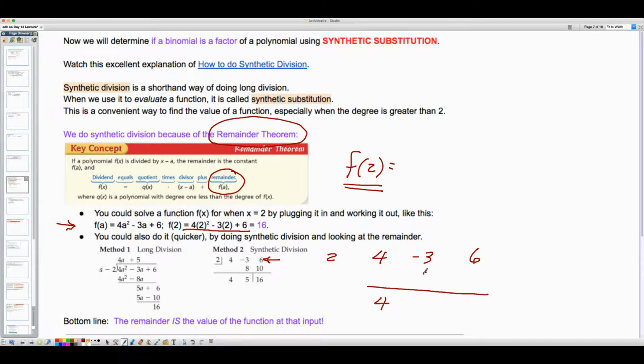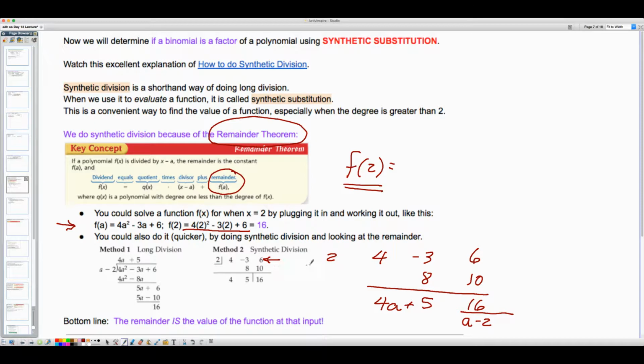When we do this, I'll bring down my first number, which is 4. 2 times 4 is 8. Negative 3 plus 8 is 5. 2 times 5 is 10. When I add these together, I get 16. Now, when you started off, we had an a squared, and I divided it by a. So this is going to be a, this is going to be a constant, and this is going to be the remainder.